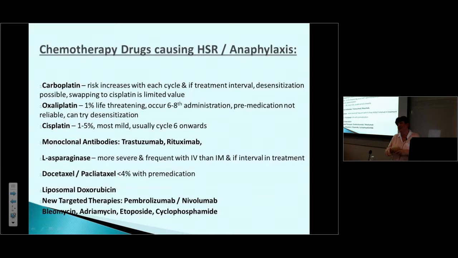In some cases, I've seen carboplatin swapped to cisplatin, and the literature would say it's of limited value. Sometimes it works, sometimes it doesn't.